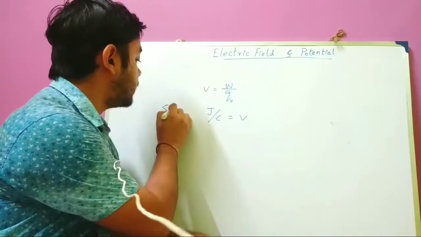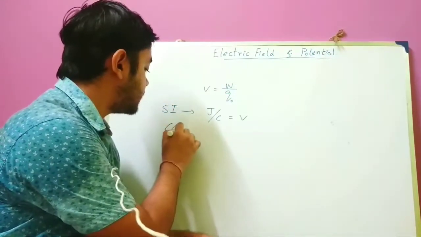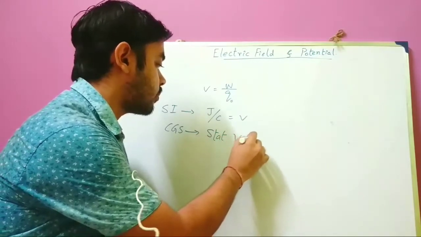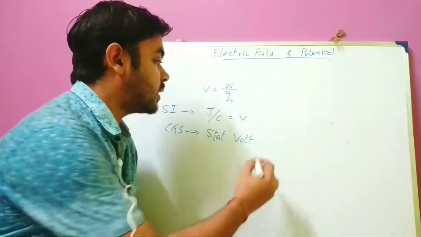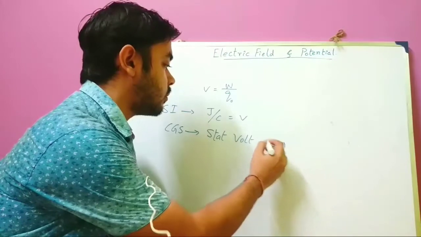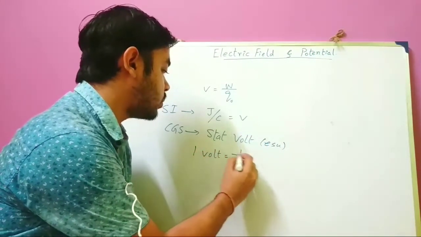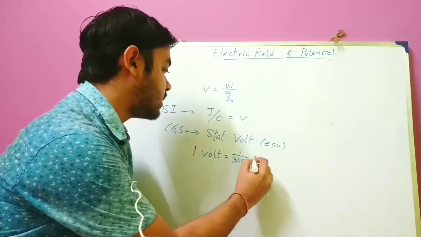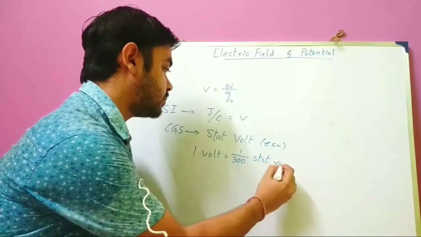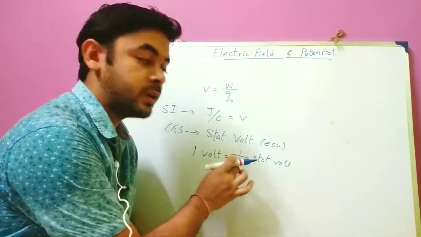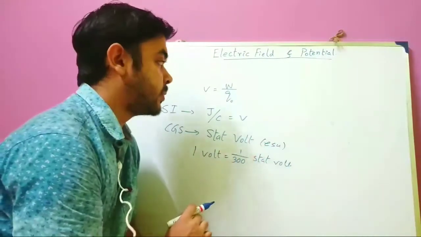This is the SI unit, and the CGS unit is stat volt, or you can say ESU. 1 volt is equal to 1 by 300 stat volt. This is the relation between 1 volt and stat volt.